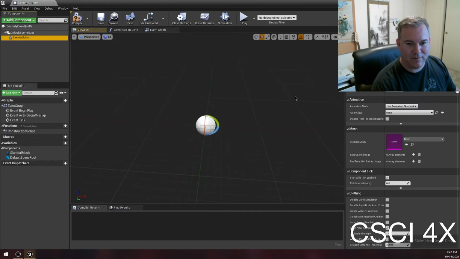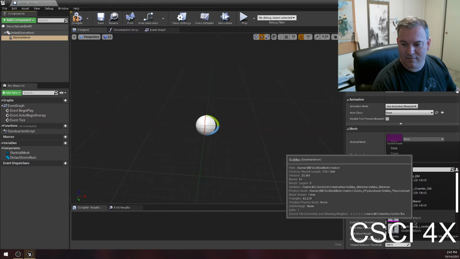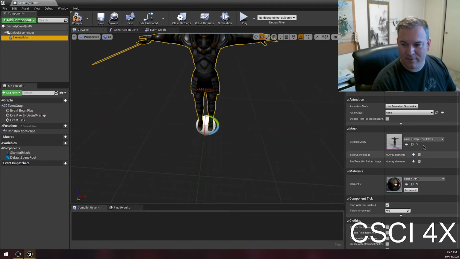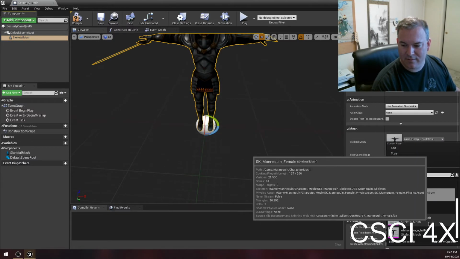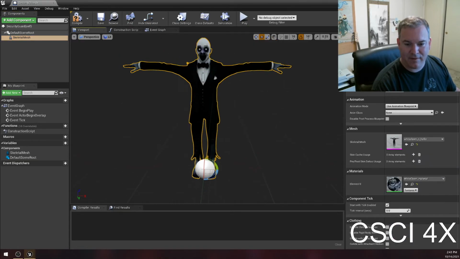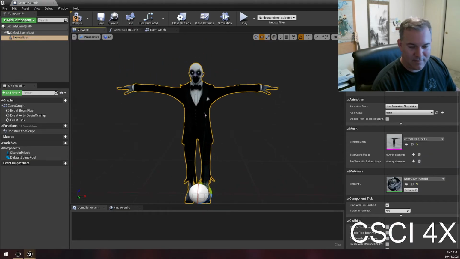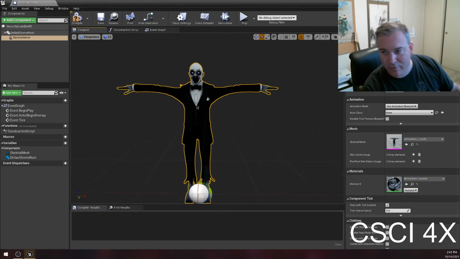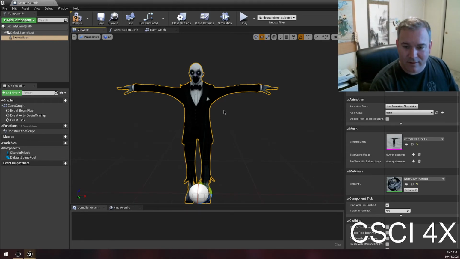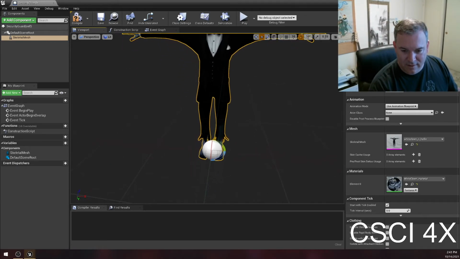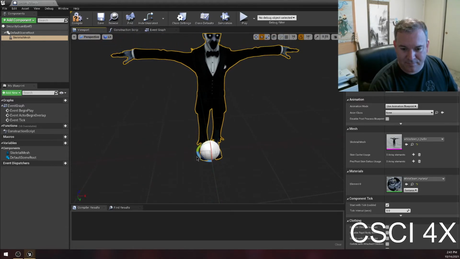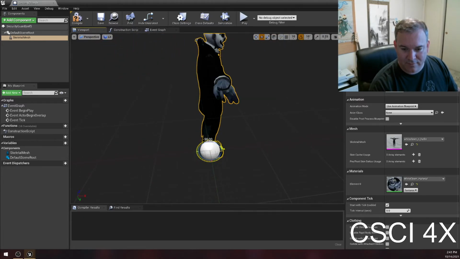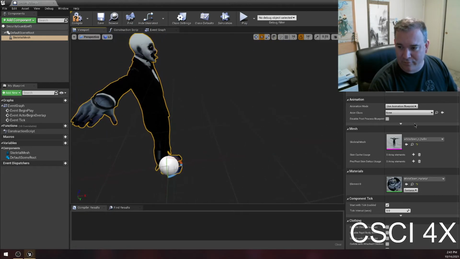Default scene root. Skeletal mesh. Scary clown. Nope, that's paladin. Scary clown. Okay. Yeah, the art assets from Mixamo are rotated 90 degrees off center. It's kind of annoying. So let's go ahead and just rotate it 90 to the left. Now, you see how it has the X direction here? Now it's actually looking forward.